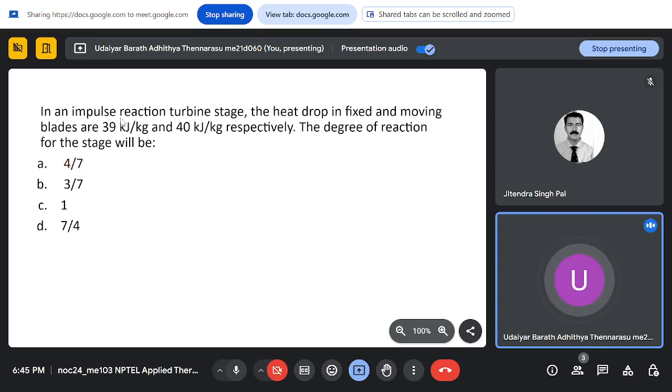Sorry, this is 30 kilojoule per kg. I think there's a typo here. So 30 kilojoule per kg and 40 kilojoule per kg. So 40 divided by 40 plus 30. So this will come out to be 4 by 7. So answer is option A, 4 by 7.